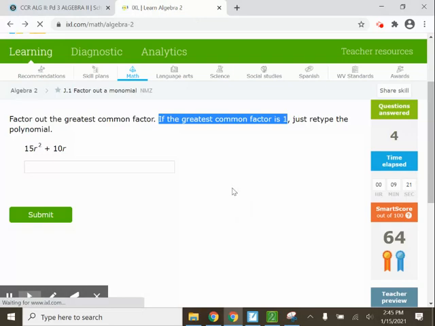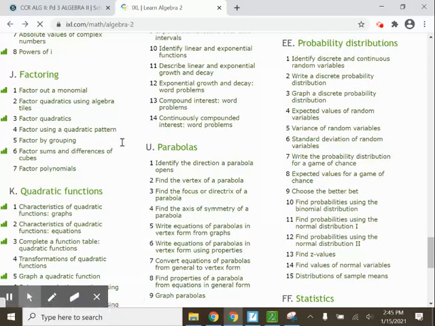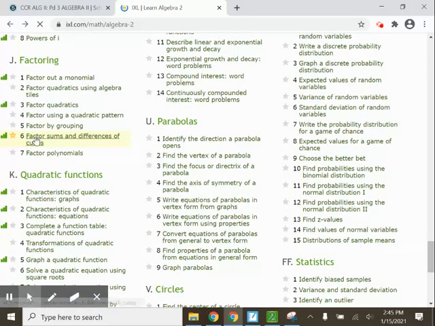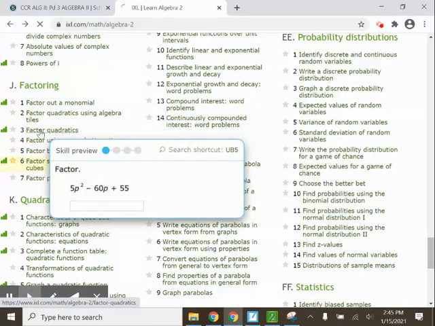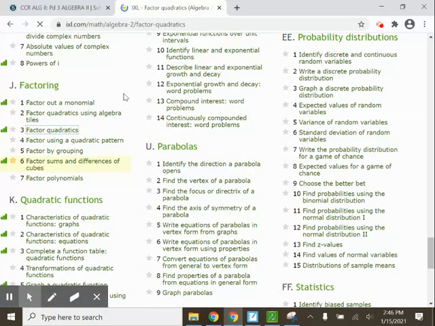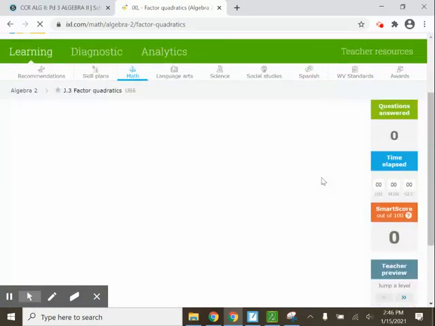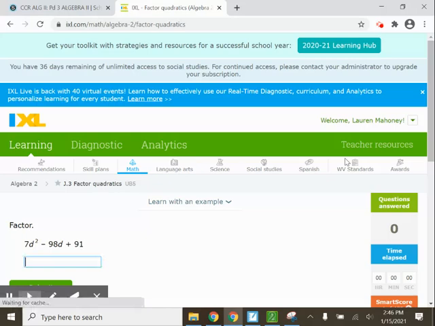So let's look at J3 next. And I know you see this J6 highlighted here, but that's actually for a different class. We're not going to be doing that one just yet for this class. So factor quadratics.